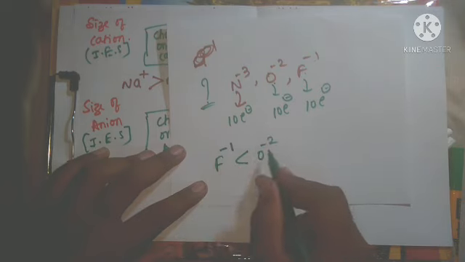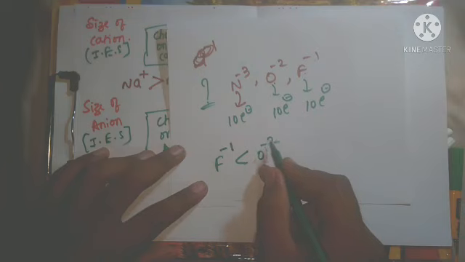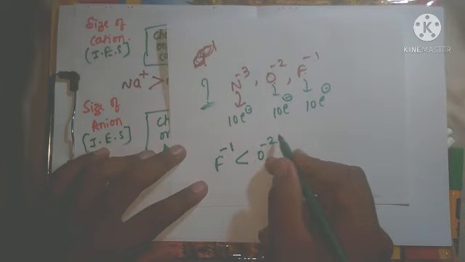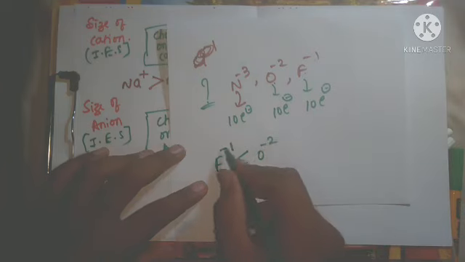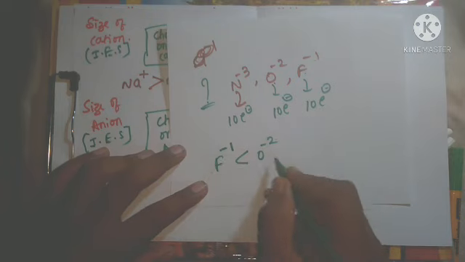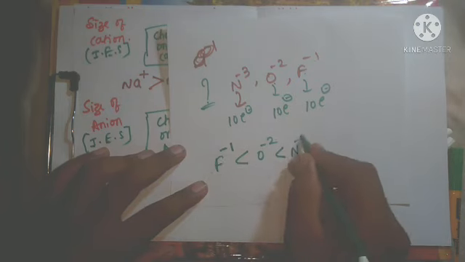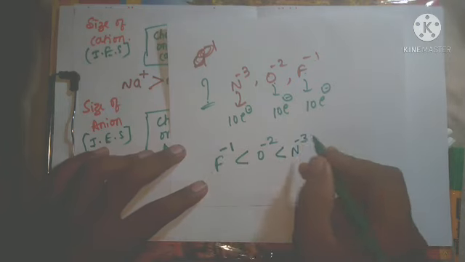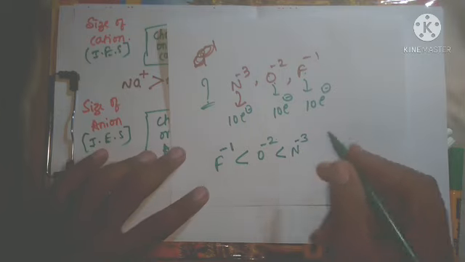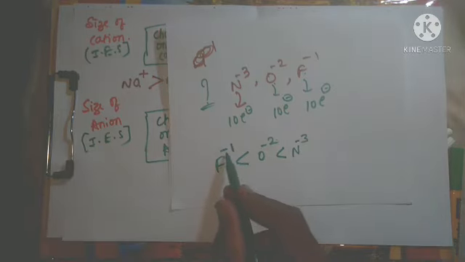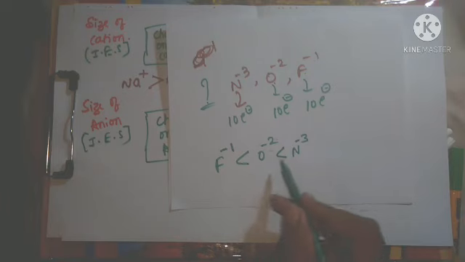Fluorine has -1 charge, oxygen has -2 charge, more negative charge, therefore more will be the size. Less negative charge, therefore less will be the size. Next, again here N-3, more negative charge, therefore it is having larger size. When the negative charge on the atom increases, size also increases.